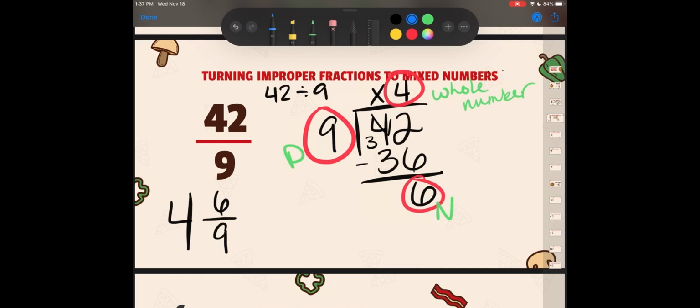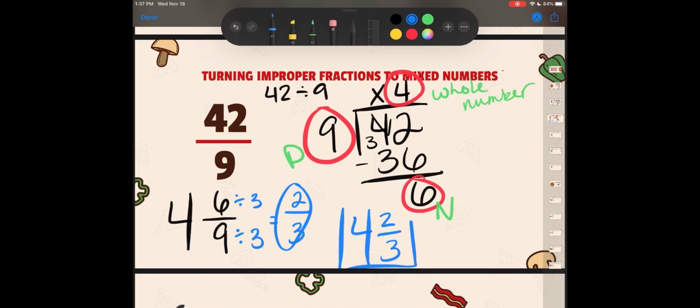6/9. But remember, we always have to check if that leftover fraction can be simplified. We know that 6 and 9 both have a common factor of 3, right? They can both be divided by 3. So let's divide both of those by 3. 6 divided by 3 is 2. 9 divided by 3 is 3, which means that our final answer is going to be 4, because we can't forget our whole number, 4 and 2/3.